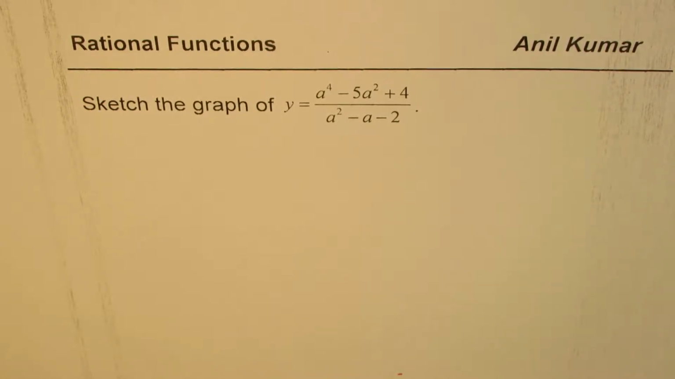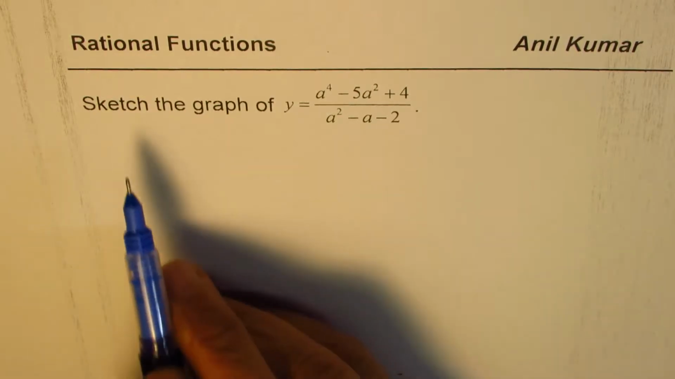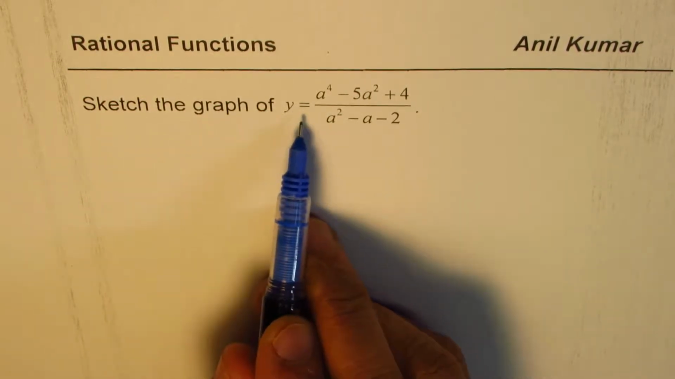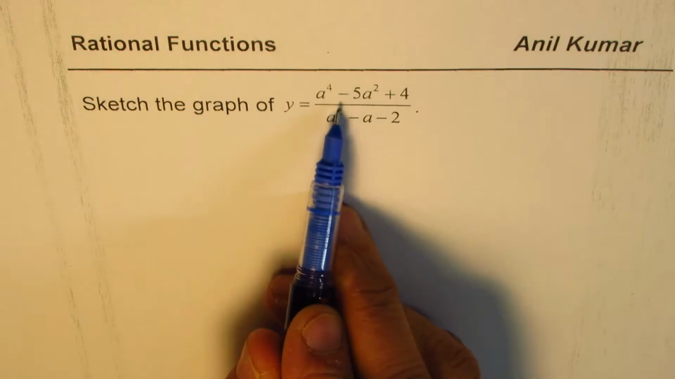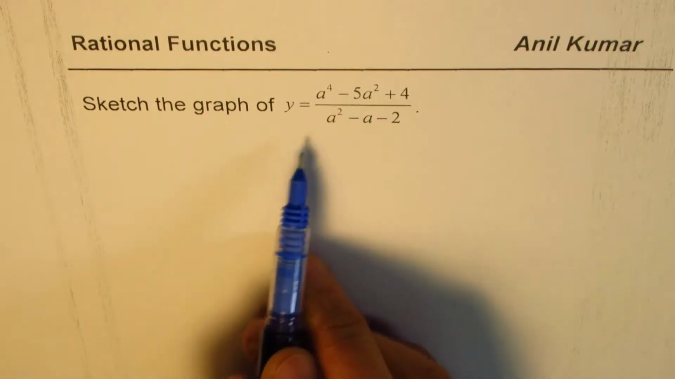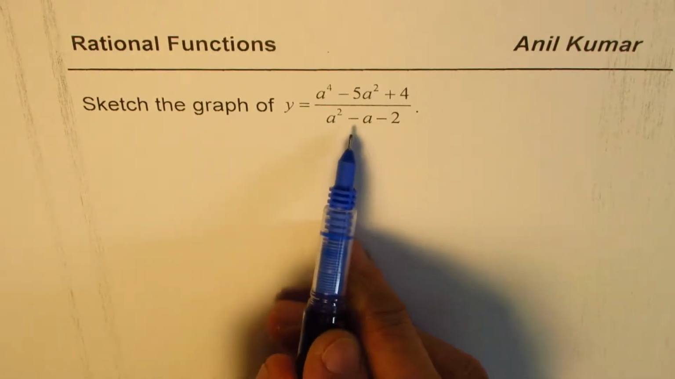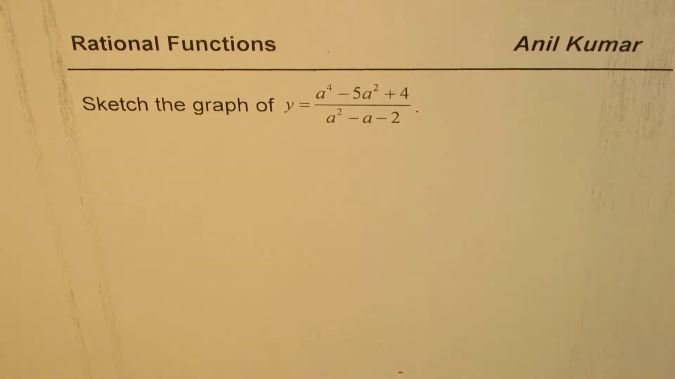The question here is on rational functions. It says sketch the graph of y equals a to the power of 4 minus 5a squared plus 4, divided by a squared minus a minus 2. So let us see how to sketch the graph of this rational function.